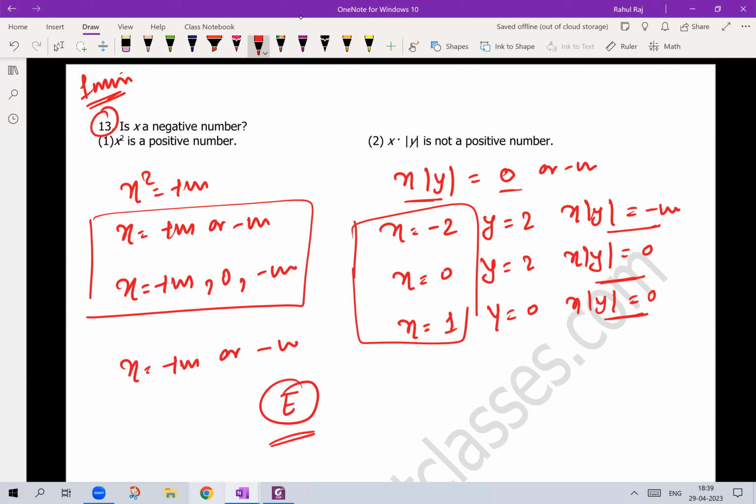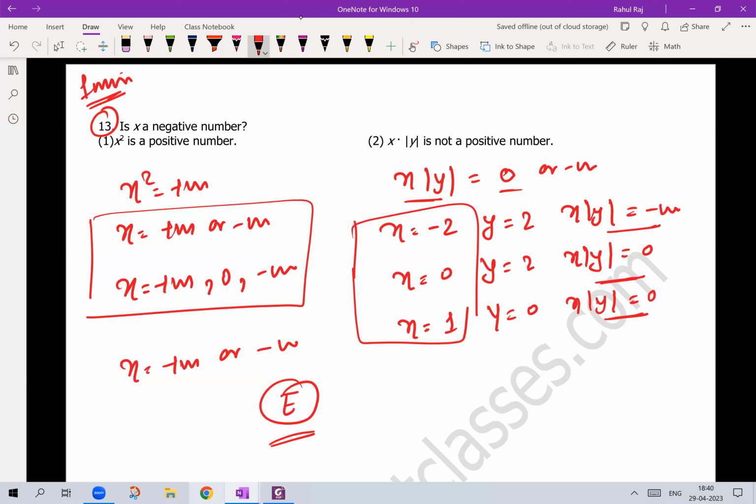Yes, Rahul. One second. I think I just have one question to ask here. Please tell me. So they are saying it is not a positive number, okay? In what case, if the answer has to be B, how will the question change? I'm just asking out of curiosity. What kind of statement will they ask here?